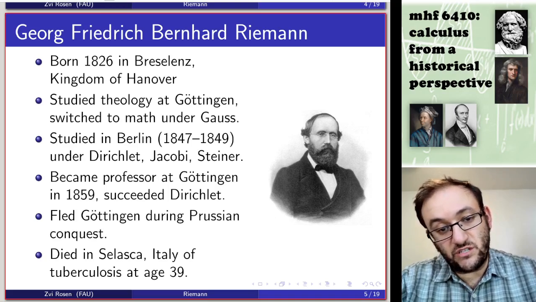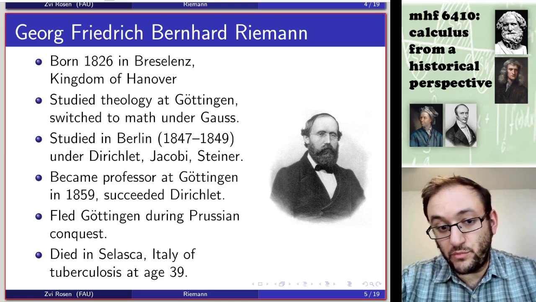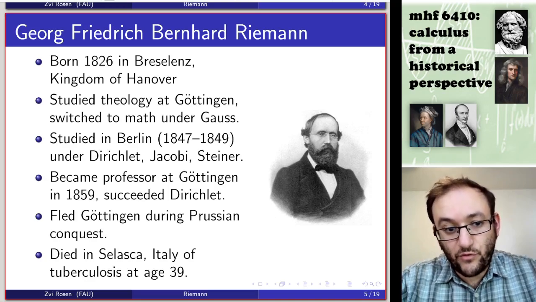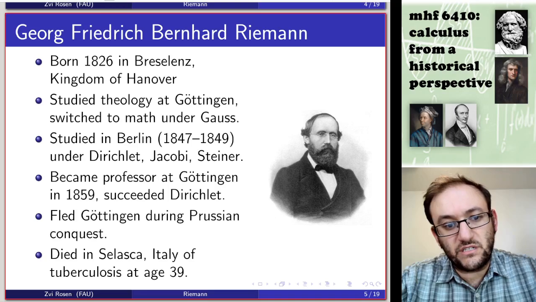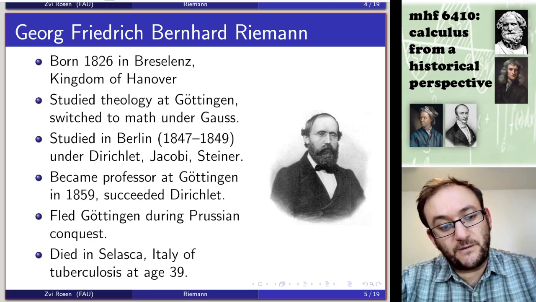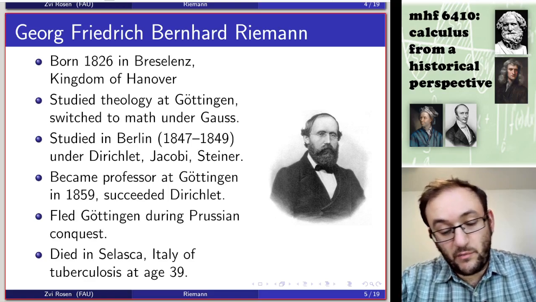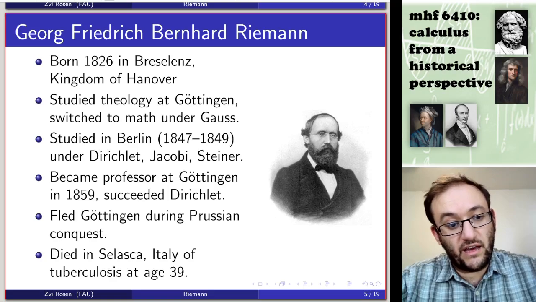After making the switch to math, Gauss encouraged him to go to Berlin to study with some colleagues of his, and he went there for 2 or 3 years to study under Dirichlet, Jacobi, and Steiner. Then he came back to Göttingen. Eventually he would become a professor at the University of Göttingen.